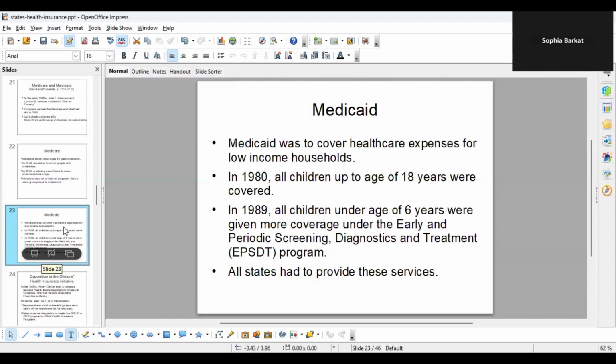In 1989, it was suggested that all children under the age of 6 years should be given more coverage under the early and periodic screening, diagnostic, and treatment program. So all these shots that they receive, early detection for different kinds of diseases, illnesses, all of those testing things were introduced. More so, Medicaid required states to offer these services to their populations.